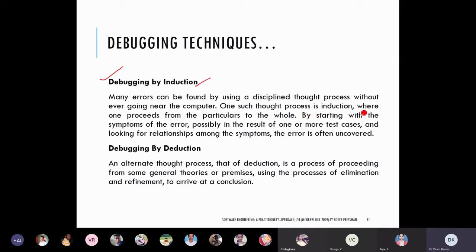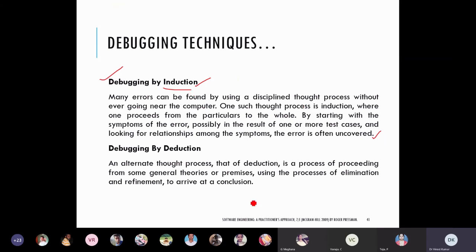So one such thought process is induction, where one proceeds from the particular to the whole by starting with the symptoms of the error, possibly in the result of one or more test cases, and looking for relationships among the symptoms, the error is often uncovered. So in this induction we apply the thought process. With the help of our thought process we can find out the errors.